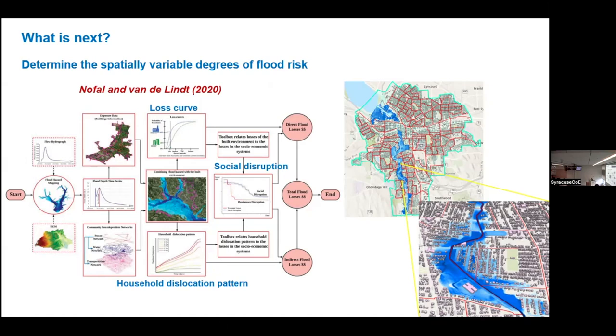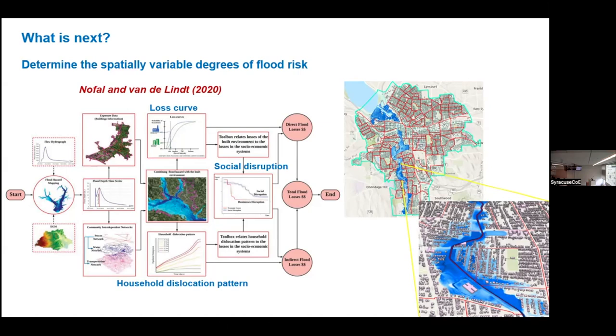So social disruptions, business disruptions, and based on this process, they can calculate direct cost and indirect cost, and put them together to give you the idea of a given area that has been affected by different flood events. I'm not going to use this directly, but I think this gives me a very good idea.